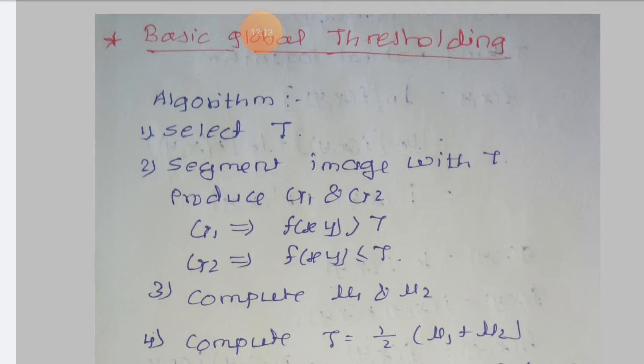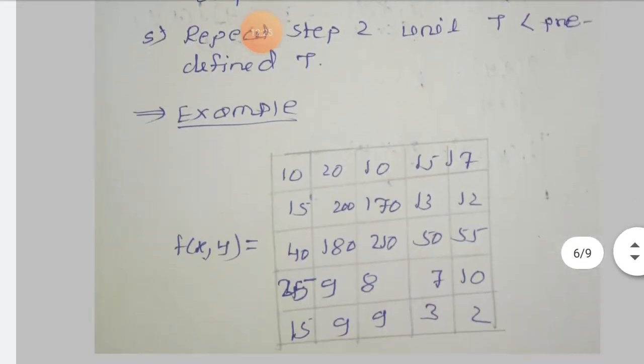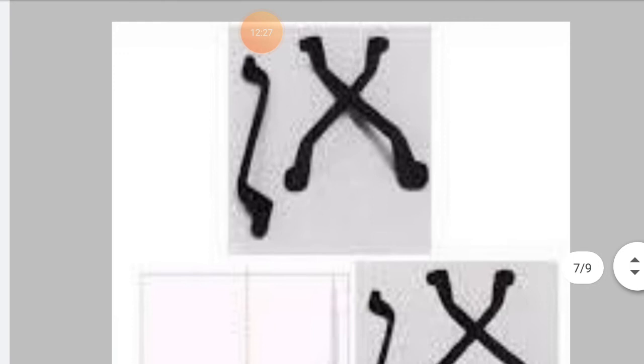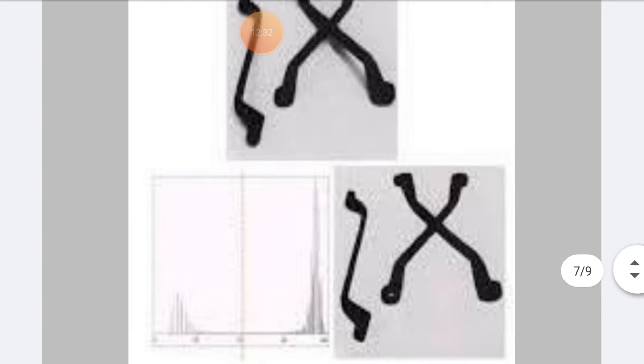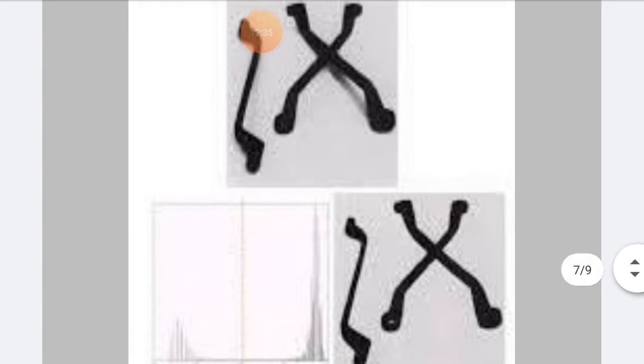Basic global thresholding. The simplest of all thresholding techniques is to partition the image histogram by using a single global threshold t. Now here an example is given. For the input image, we get this kind of histogram. So two modes are shown. We can set the threshold on the histogram, and after applying thresholding we get this kind of image.